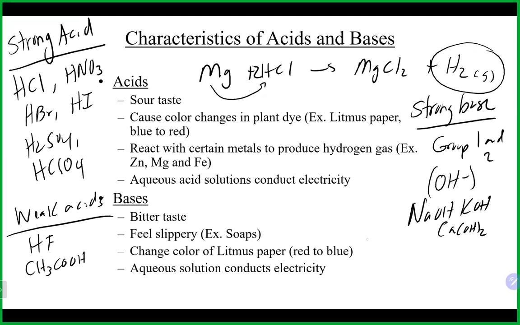I would say your popular weak base for the most part is ammonia. It's probably the most popular kind of weak base that people use as an example of a weak base. And ammonia is definitely a weak base.